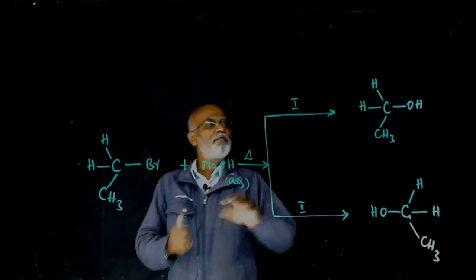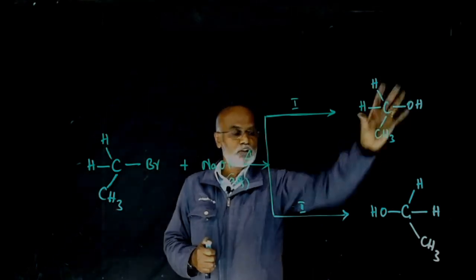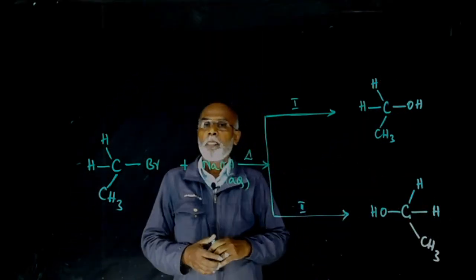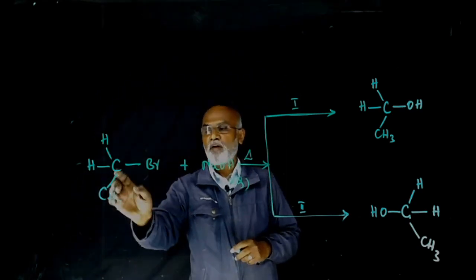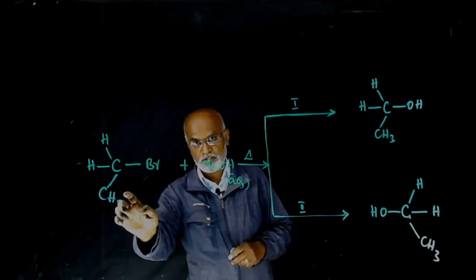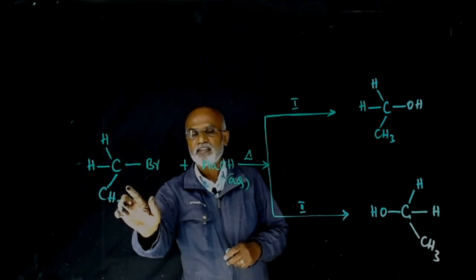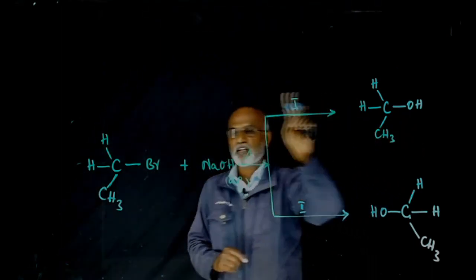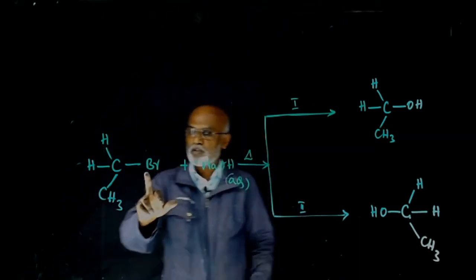Suppose when we get only product 1 without getting product 2, that indicates that the orientation of atoms, groups and bonds in the reactant and the orientation of atoms, groups and bonds in the products remain the same.